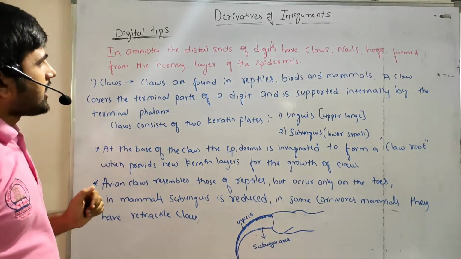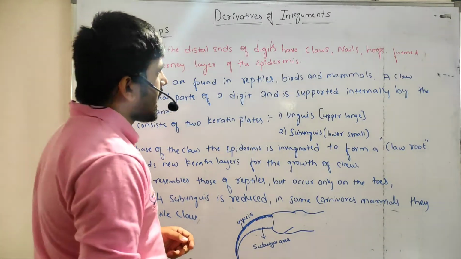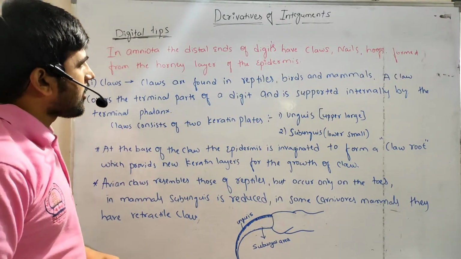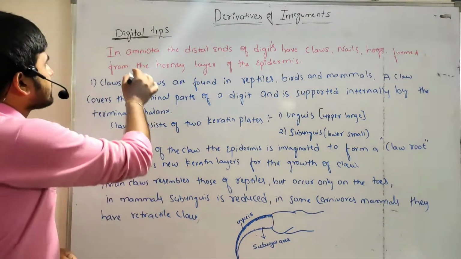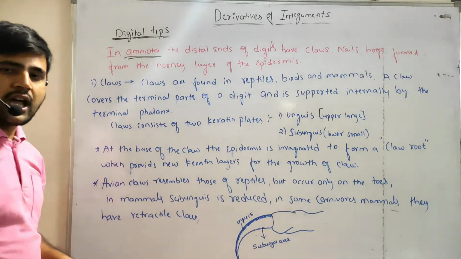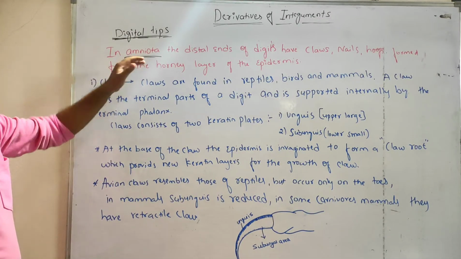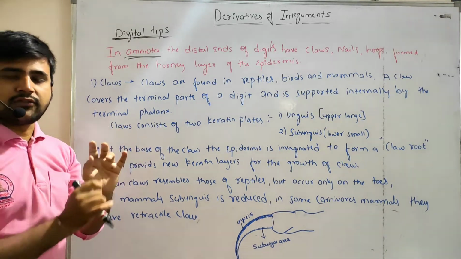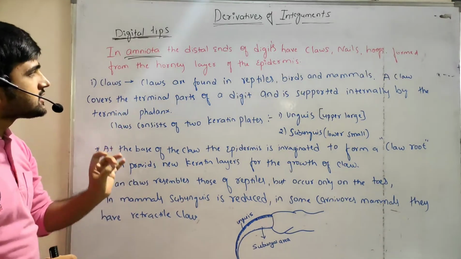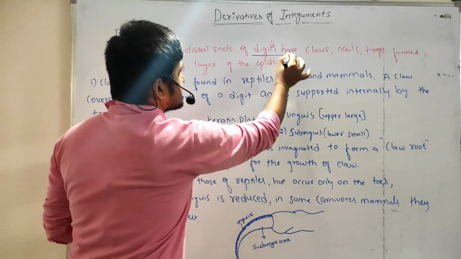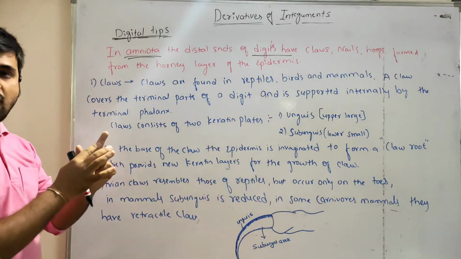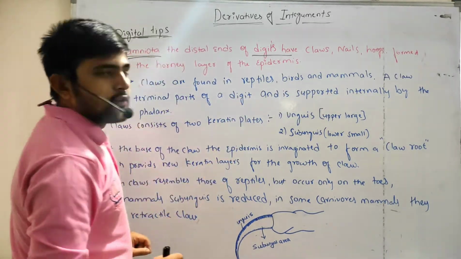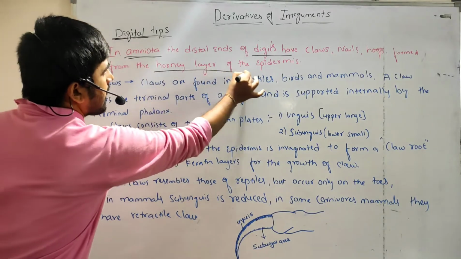In amniota, the distal ends of digits have claws, nails, and hooves formed from the horny layer of the epidermis. We already know what amniota are. The distal ends are the terminal ends of our phalanx, the distal ends of the digits.